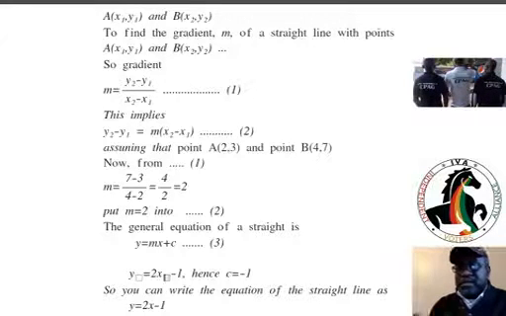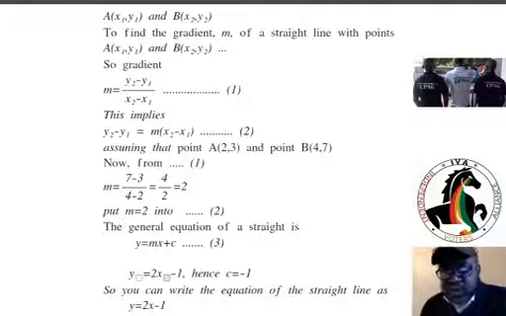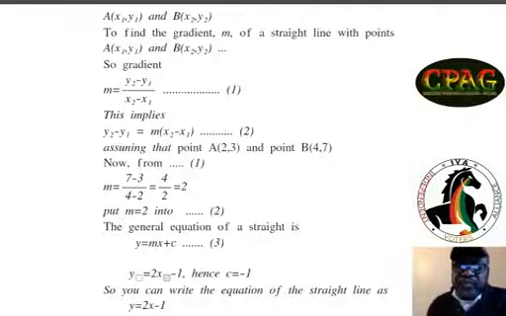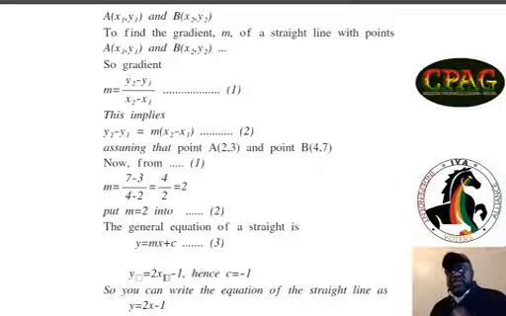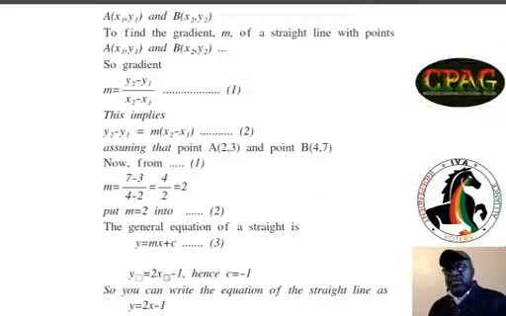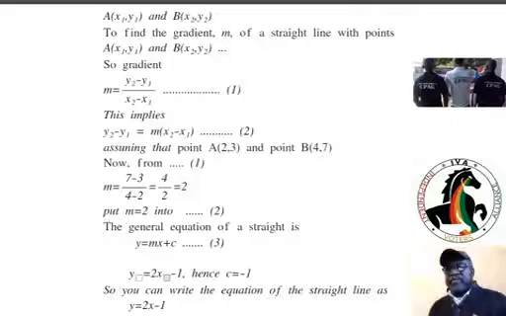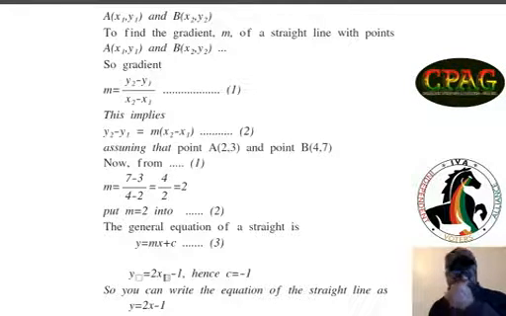Alright, but this time I chose to write y2 minus y1 over x2 minus x1, equation number 1. This implies, then you simplify it, then you spread it out. This is where you get the equation mx plus c. So y2 minus y1 is equal to m into brackets x2 minus x1, equation 2.